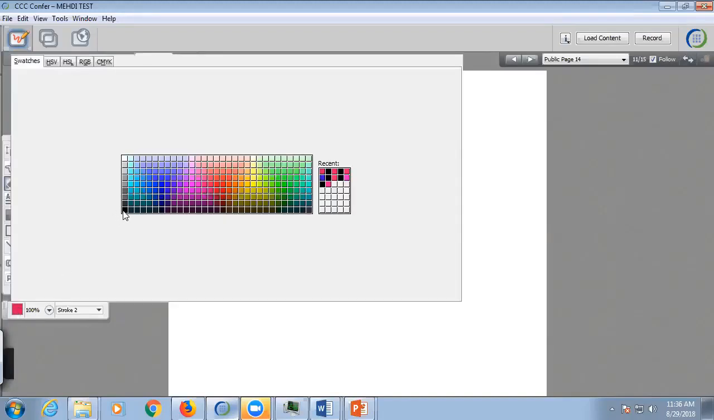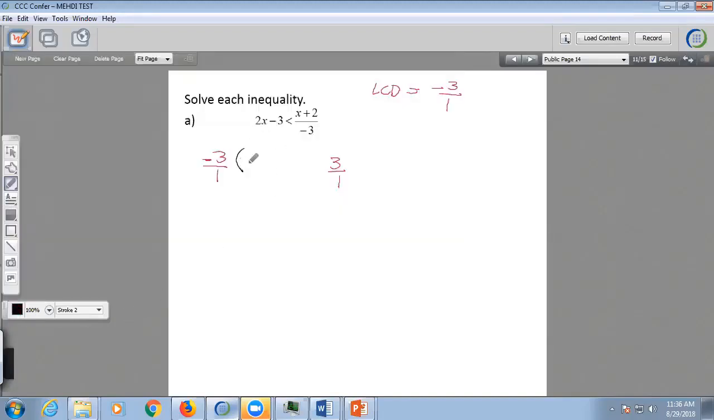Okay, so on the left-hand side, it's a good idea to not do this in your head, just actually write it down. You can see exactly what we're doing. On the left-hand side, you get negative 3 times this expression, less than or equal to, here we have negative 3 times x plus 2 over negative 3. Now, why we did that was to eliminate fractions. So my next step would be to reduce. So I get minus 3 times 2x minus 3 is less than x plus 2.